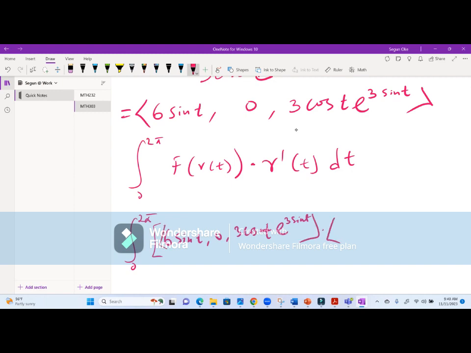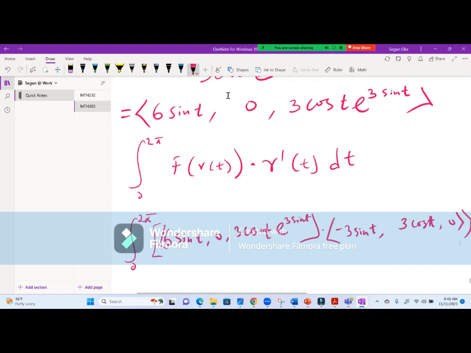Dot minus 3 sine t, comma 3 cos t, comma 0. Do you agree? Yes, sir.